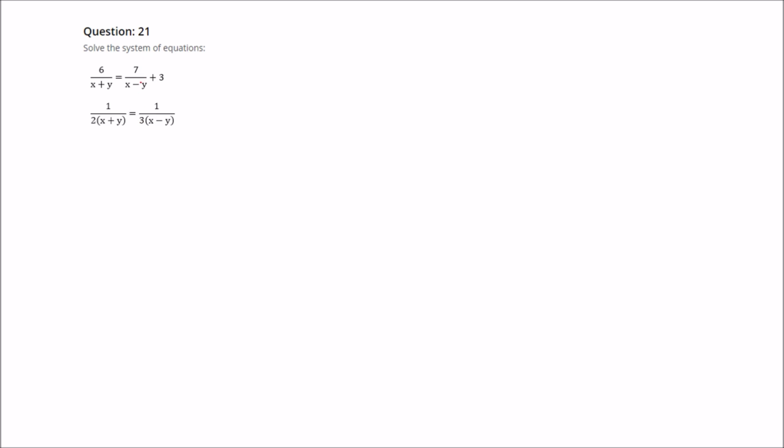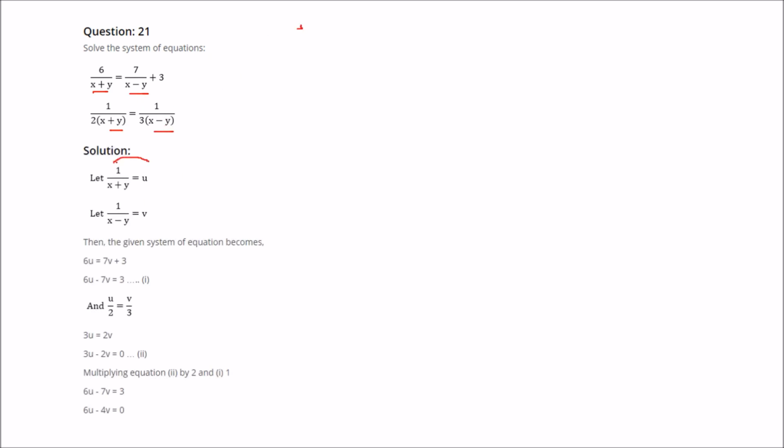Now we have another equation like this. Now see, this is x plus y, this is x plus y. This is x minus y, this is x minus y. So this 1 by x plus y can be taken as u, and 1 by x minus y can be taken as v. So what do you get?